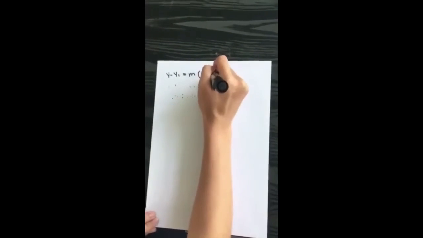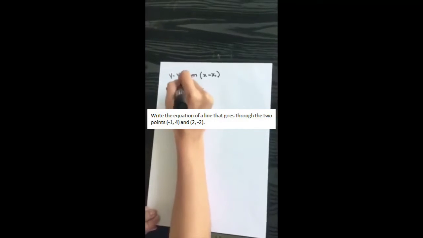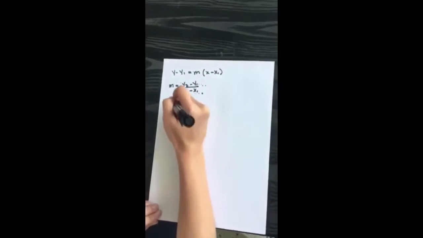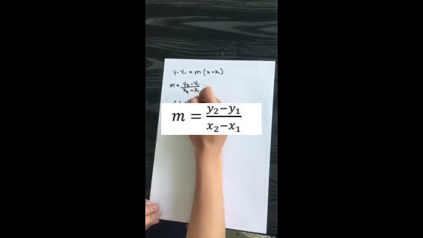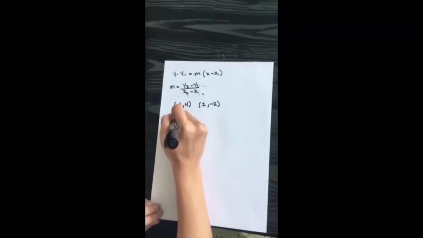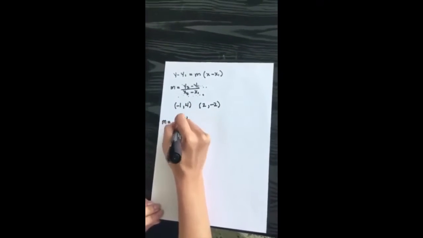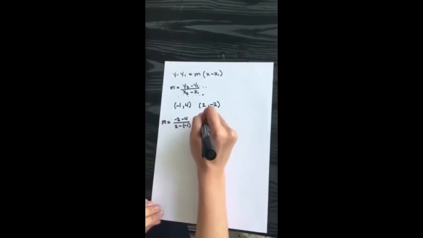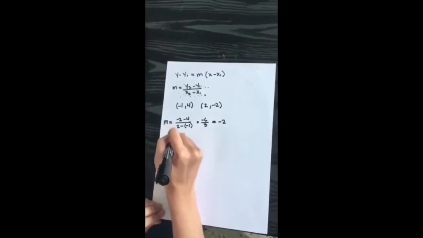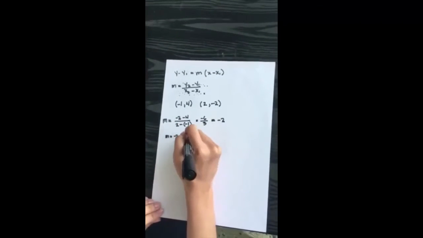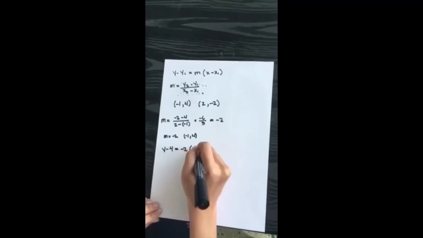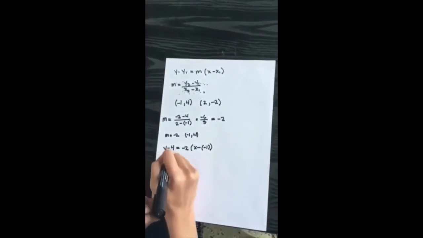So for this example, we are given 2 points, (-1, 4) and (2, -2). To get the slope, we use the formula y sub 2 minus y sub 1 over x sub 2 minus x sub 1. So we substitute the value of the points and we get -2 as the slope. Now substitute the values of the slope and the first point to the point-slope form to get the equation of the line. For this example, we get the equation y is equal to -2x plus 2.